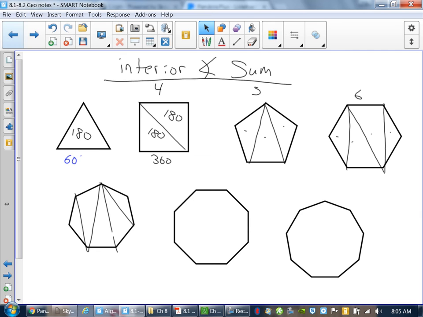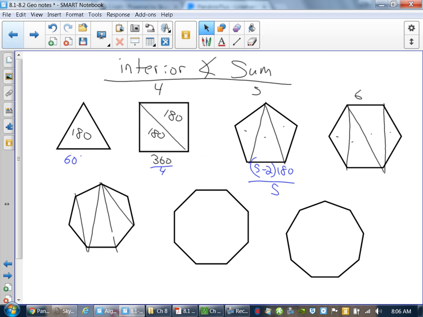If I knew that this was 360, if I divide that by the number of sides, it would give me each angle, which would have been 90. If I take this one, we take 5 minus 2 times 180, and I divide that by the number of sides, it tells me each individual angle, because there's 5 of them. Okay.